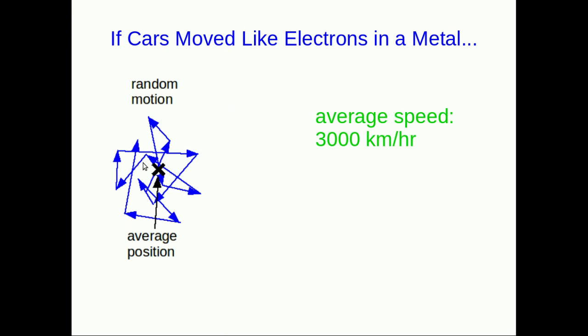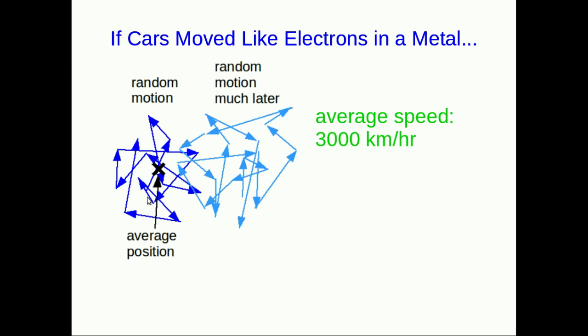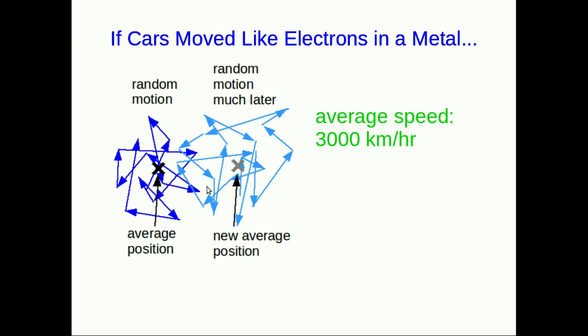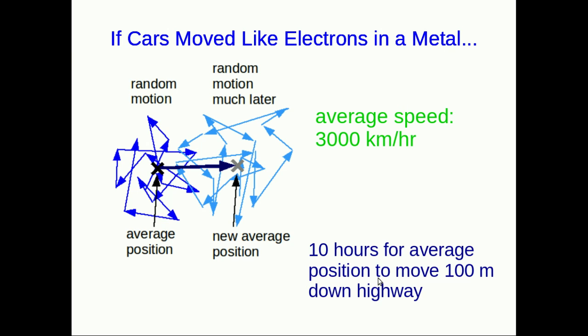But if you watched for perhaps 10 hours, you would find that you were now executing random motion around some new average position that would have drifted along somewhat. And so here is the distance you've drifted. With this 3,000 kilometer per hour random motion superimposed on that would be this drift, so that after 10 hours you would have made about 100 meters of progress down the highway.